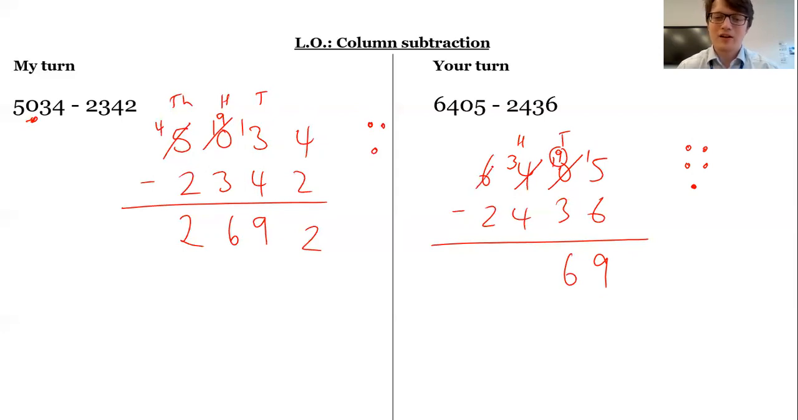300 subtract 400 I can't do, so I'm going to need to regroup. 13 subtract 4 is 9, and 5 subtract 2 is 3. So I'm left with 3,969. So have a go now at your independent task, but really think carefully about your regrouping.